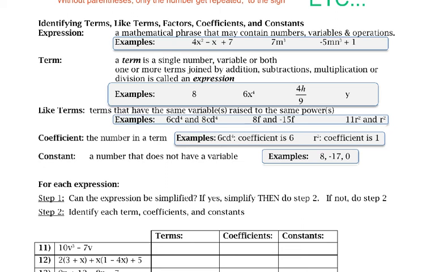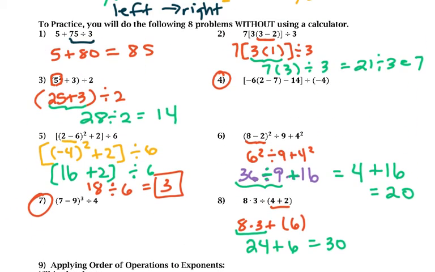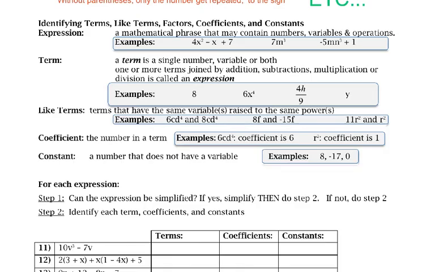And an expression can be anything. So these are all expressions. They can contain numbers, variables, and operations like add, subtract, multiply, divide. All of the problems that we saw on the previous page, the 1 through 8, those are all expressions. Okay, so all of those would be expressions.